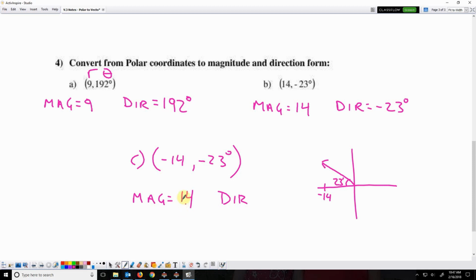But if we write positive 14 for the magnitude, usually you're going to want to go this way to the right. But we've got to rotate that all the way around to here. And that's not 23 degrees, that's 157 degrees. 180 minus 23. So the direction is 157 degrees. So be careful when R is negative and you have to find your direction.